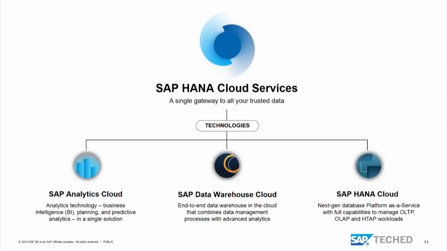But the beauty of this is that these are very highly integrated solutions. You can use them all together or just one. And in the case of the Data Warehouse Cloud, which is really great, it leverages SAP HANA Cloud natively behind the scenes. So when you provision Data Warehouse Cloud, you don't have to worry about acquiring or provisioning HANA Cloud. It actually inherits all the capabilities that come with it. So you don't have to worry about having to do that. All the services are provisioned behind the scenes. And again, the idea here is simplicity, elasticity, cloud economics, and providing that single gateway to all your trusted data.